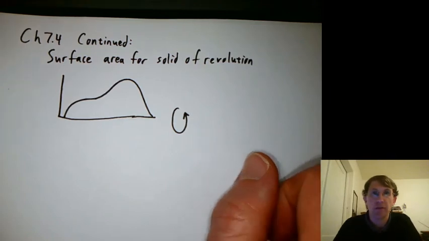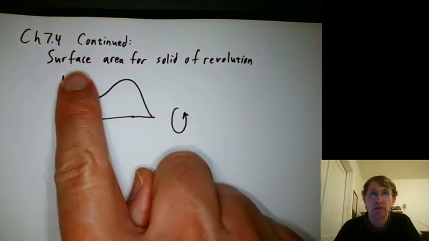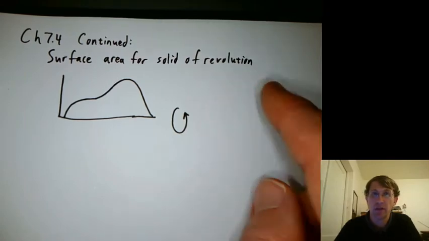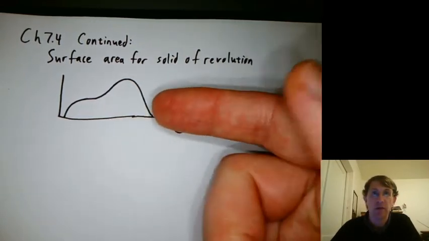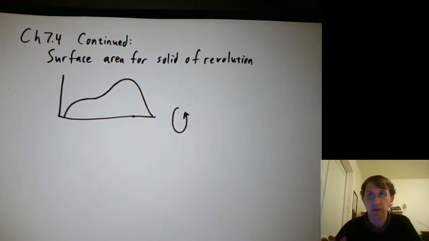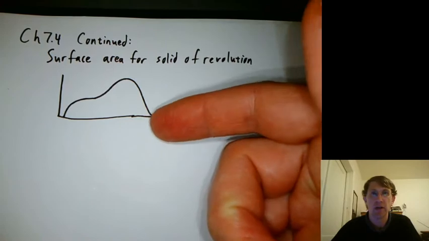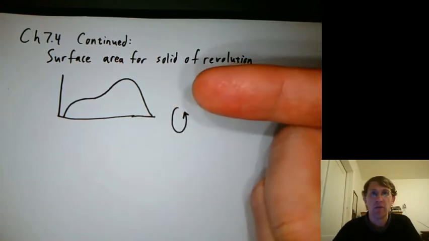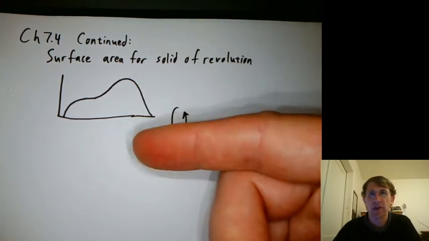Let's move on to the next big part of chapter 7.4, which is about surface area for solids of revolution. So imagine if I took this shape and rotated it around the x-axis, but now I'm not asking about the volume, I'm asking about the surface area. I would get kind of a pear shape with a pointy bottom. So what's the surface area of that?